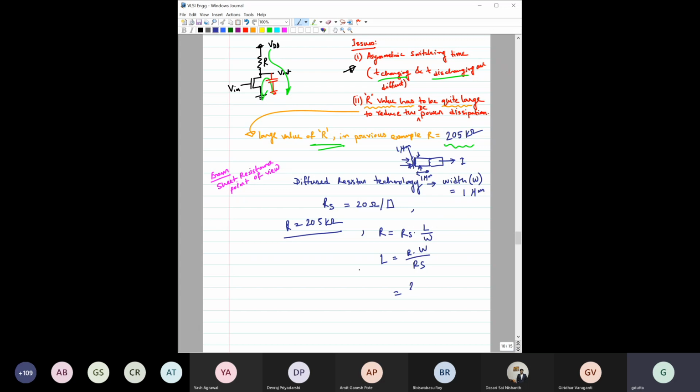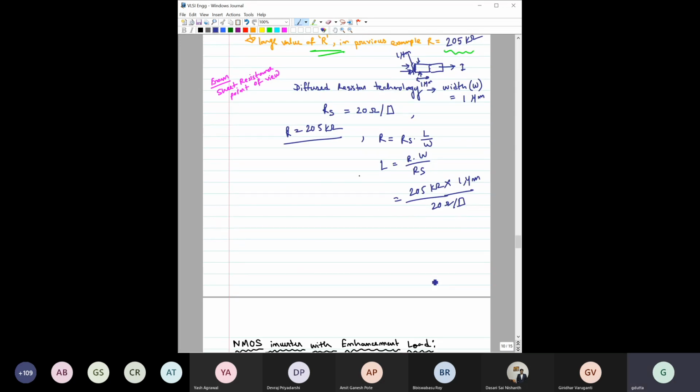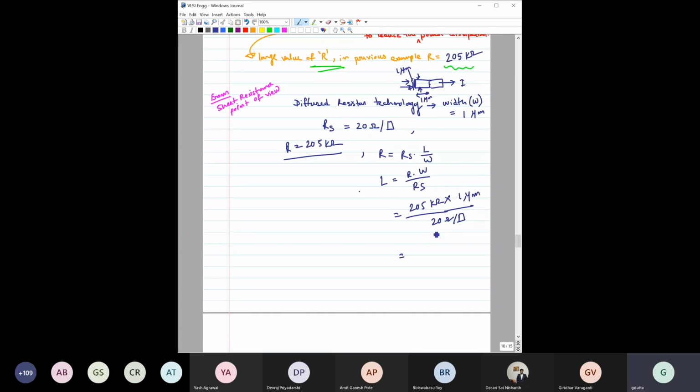Okay, so what is R here? 205 kilo ohm. What is this width? Width is 1 micrometer. And what is this RS? RS is how much? 20 ohm per square, right? Okay, so could you please calculate this and tell me the value of this length? Please tell me the value in millimeter.